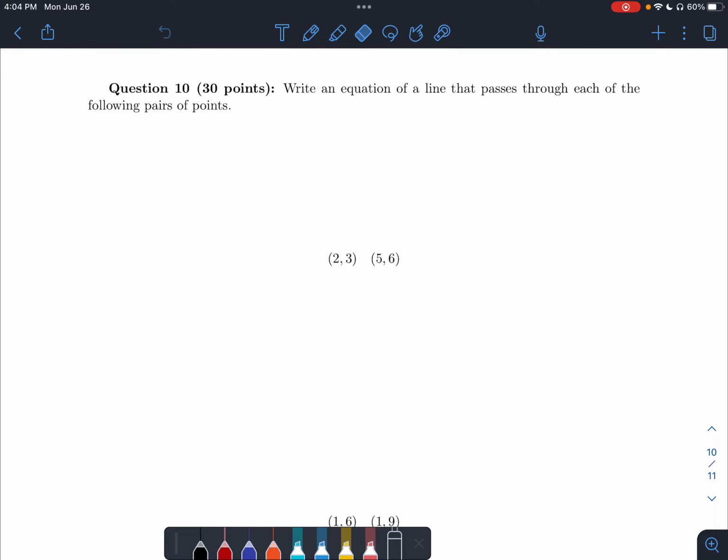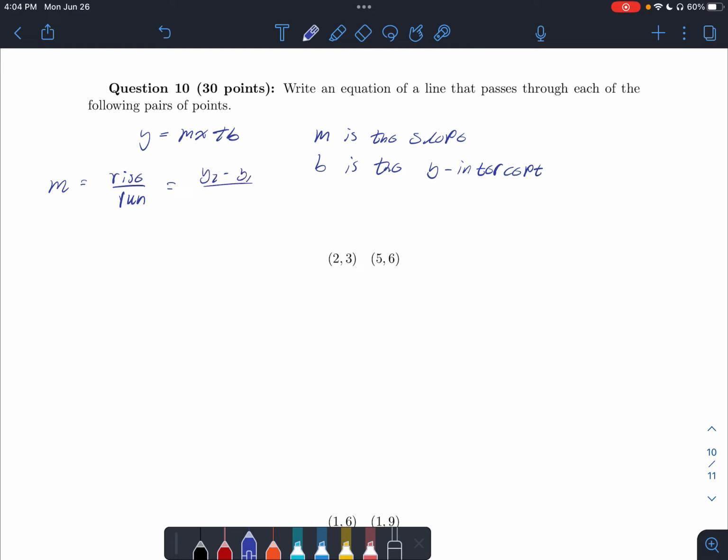So if we want to find, let's back up a little bit. Let's just remember the equation of a line in slope-intercept form is y equals mx plus b, where m is the slope and b is the y-intercept. Okay, so remember, slope is rise over run, or if we're given points, this is y2 minus y1 over x2 minus x1.